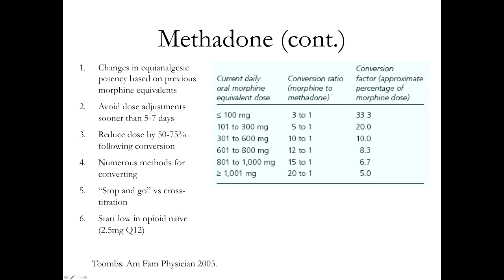There are some different methods for converting. Most just use the stop and go. So I stop the morphine, I start the methadone at my target dose, and then I give them ample immediate release opioid like morphine or oxycodone to tide them over as a PRN drug. In the opioid naive patient, this is a scary one. You can do this, but you need to go really, really low. We recommend 2.5 every 12 hours as a starting dose. And we'll do this a lot in the hospice patient.